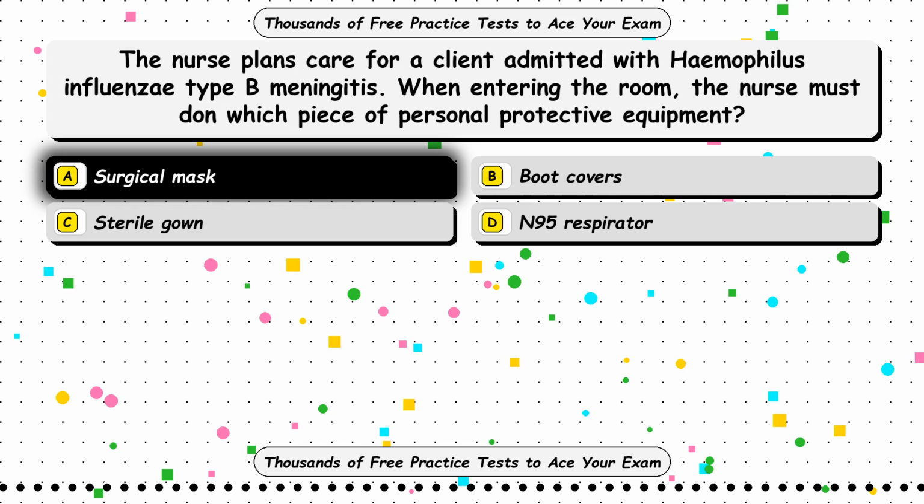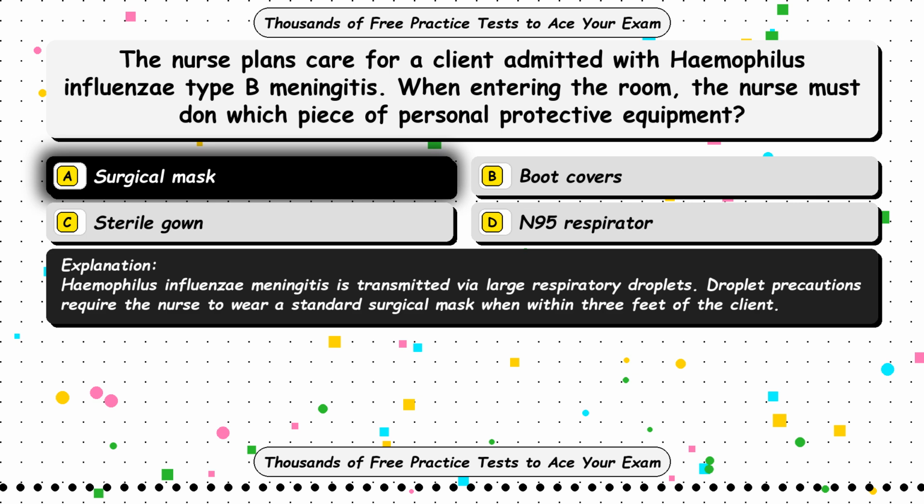The correct answer is option A, surgical mask. Haemophilus influenzae meningitis is transmitted via large respiratory droplets. Droplet precautions require the nurse to wear a standard surgical mask when within 3 feet of the client.